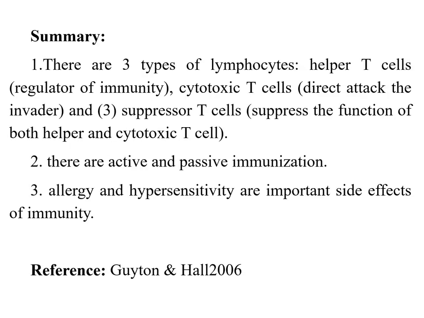We conclude from this lecture that there are three types of lymphocyte: helper T cells that act as regulator of immunity, cytotoxic T cells which act as a direct attack for invader, and the third type is suppressor T cell which suppresses the function of both helper and cytotoxic T cell. Also there are active and passive immunization, and there are allergy and hypersensitivity which are the important side effect of immunity.